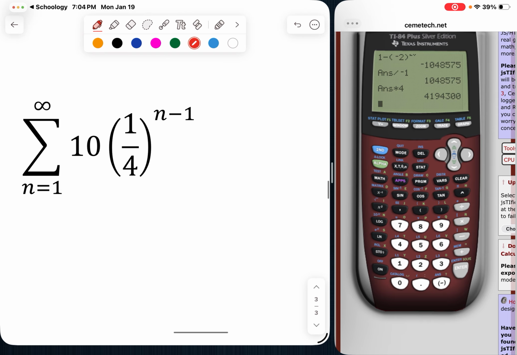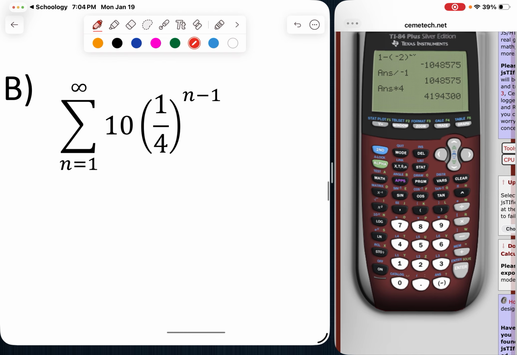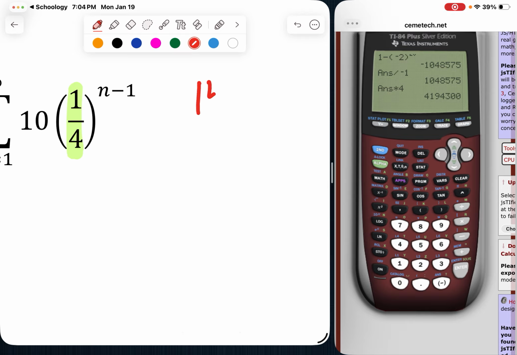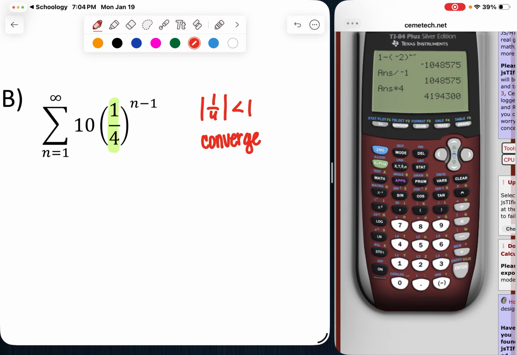So this is geometric again. A sub n equals 1 times r to the n minus 1 power. N equals 1, which is great. Oop, it's infinite. All right, so this is a geometric infinite series. So now we want to look to see if it converges or diverges. If you look, r is 1/4, right? 1/4, putting absolute value because it doesn't matter if it's positive or negative, is less than 1, so it is going to converge. If it converges, we are using the formula.